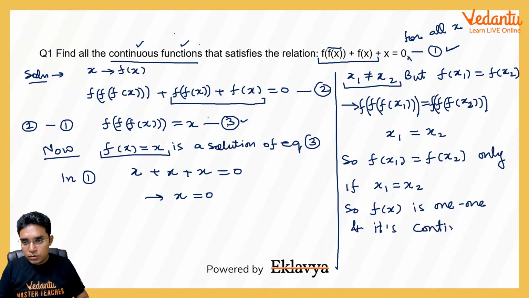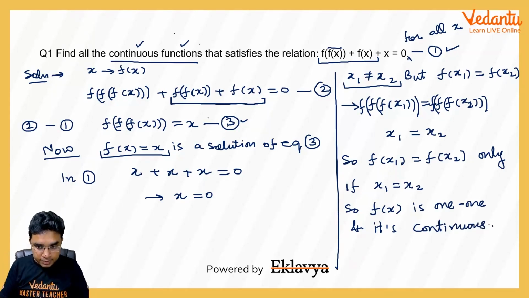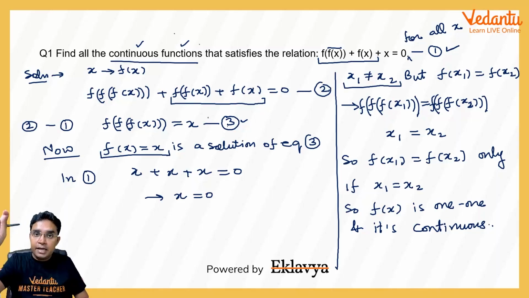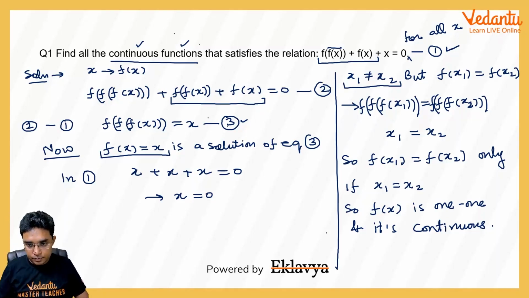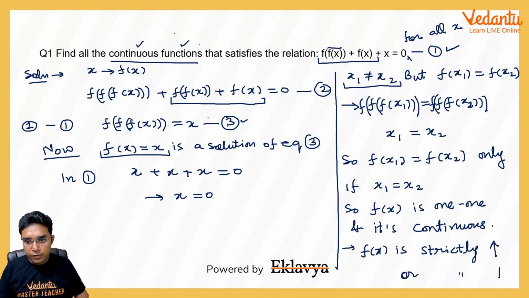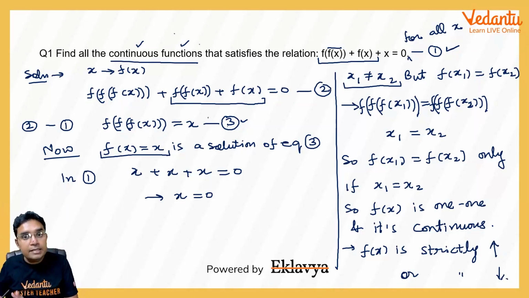so what conclusion can be drawn from this? I think the important conclusion from this is that this f(x) has to be strictly increasing or strictly decreasing. Why I am saying so? Because if it is not strictly increasing or strictly decreasing, but it is a combination, or you can say it is sometimes increasing, sometimes decreasing, so it has to have some point of maxima or minima.